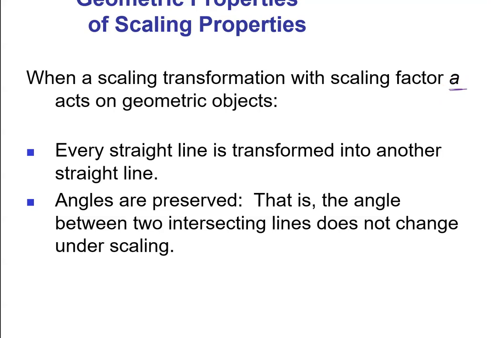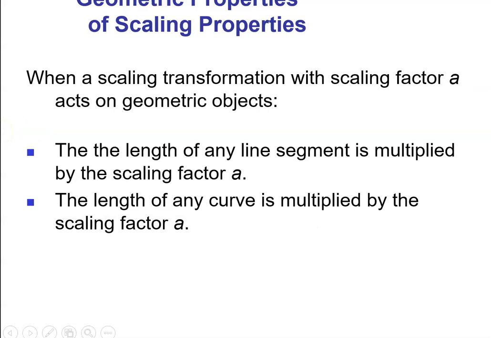1. Every straight line is transformed into another straight line. 2. Angles are preserved. That is, the angle between two intersecting lines does not change under scaling. 3. The length of any line segment is multiplied by the scale factor A. 4. The length of any curve is multiplied by the scale factor A.